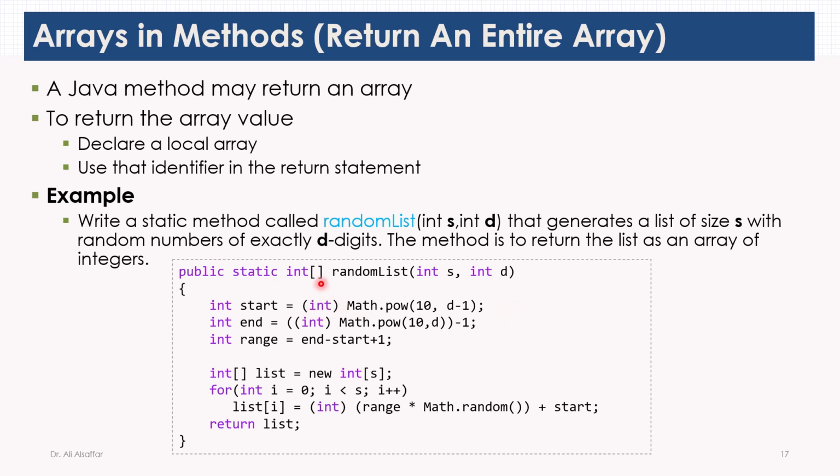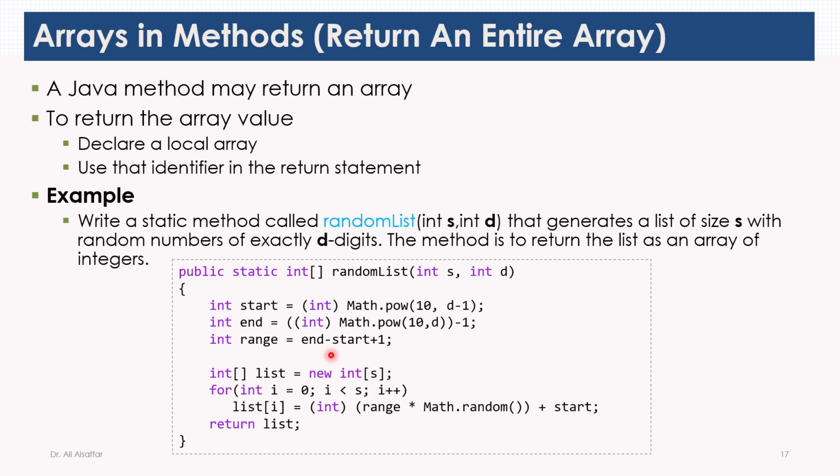And to find a number that is exactly of d digits, we specify the range, which is the maximum minus the minimum plus 1. After specifying the range of the randomly generated numbers, an array of integers of size s is declared inside the method. And this array is filled with random numbers using the expression that we are all familiar with, by multiplying range by Math.random plus start. In each iteration inside the loop, the randomly generated number is saved into the corresponding indexed variable. And finally, the last statement in the method, return list, will return the array list as a return value from the method.